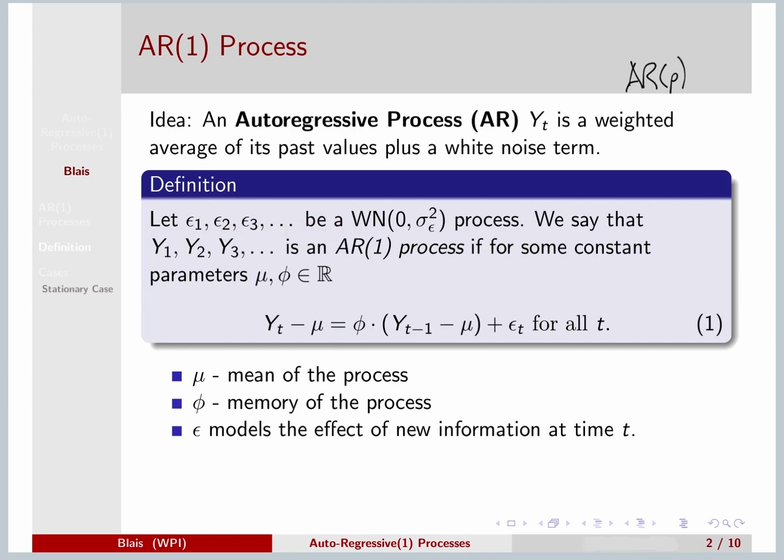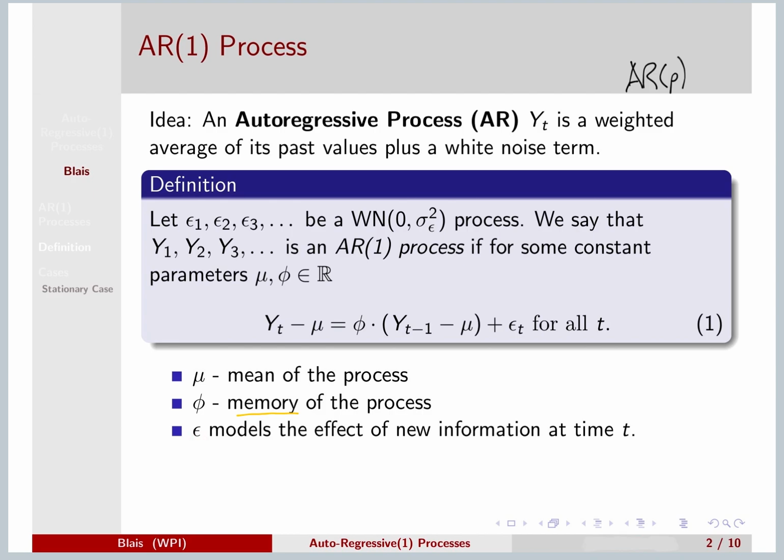We say that the time series y1, y2, y3, and so on, or just Y_t in general, is an AR1 process if, for some constant parameters mu and phi, we have Y_t minus mu equal to phi times the quantity Y_{t-1} minus mu, plus epsilon_t, for all t. Mu is the mean. Phi is what we will call the memory parameter. And we'll talk more about that in a moment.